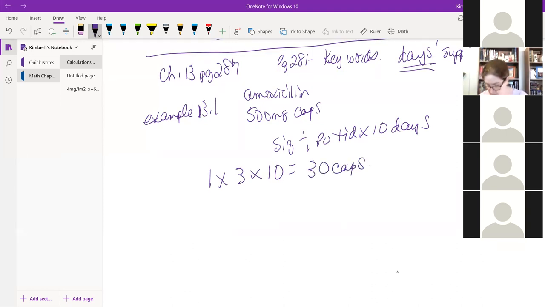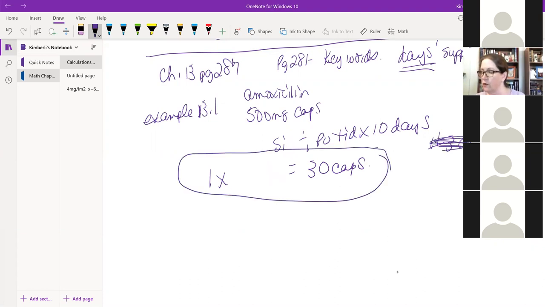Yes. Now, most of the time our prescription is going to say number 30 on it, so we know to give 30 capsules, but sometimes it doesn't, they leave that off. So we either have to know the quantity or the duration.